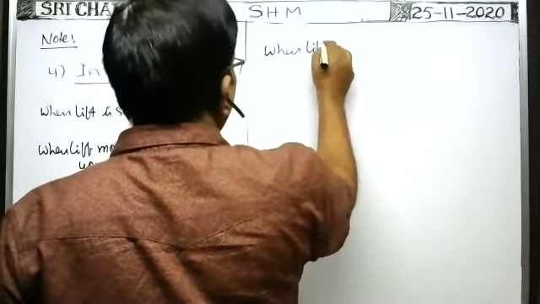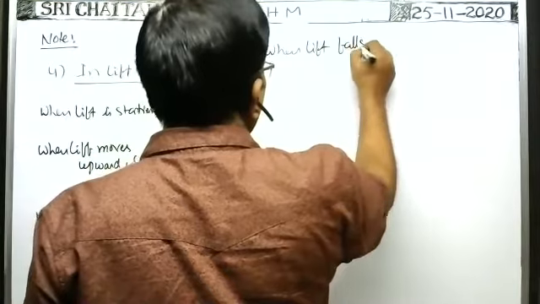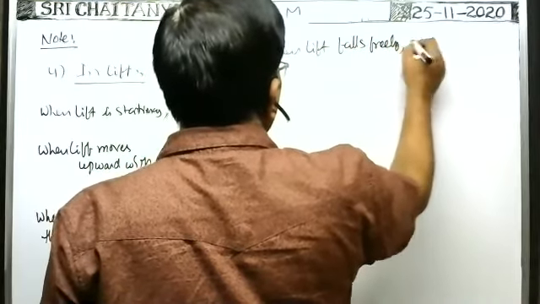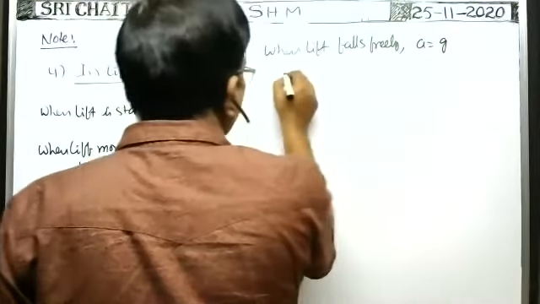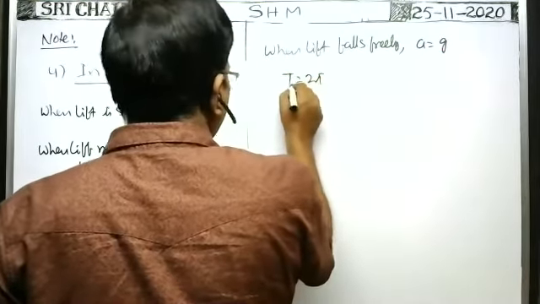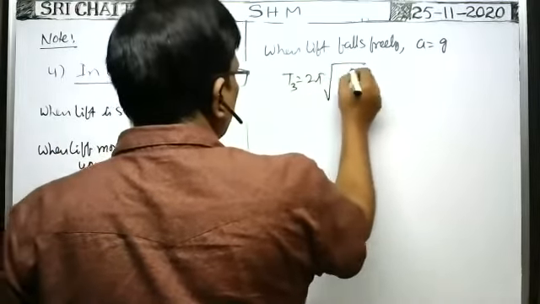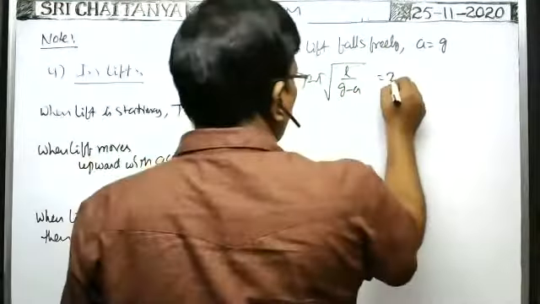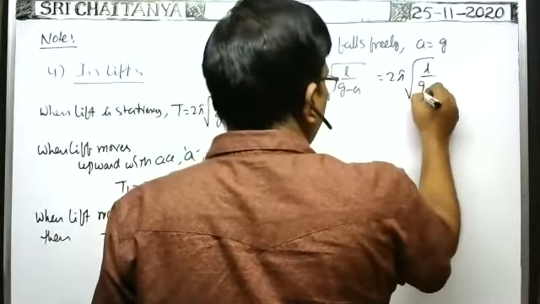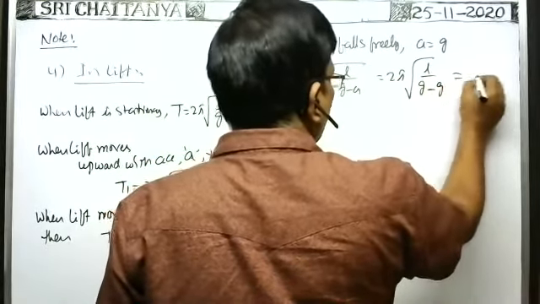When the lift falls freely, then a is equal to g. So therefore, the time period T3 is equal to 2 pi root of L by (g minus a), while coming down. That is equal to 2 pi root of L by (g minus a), which means zero. That is equal to infinity.